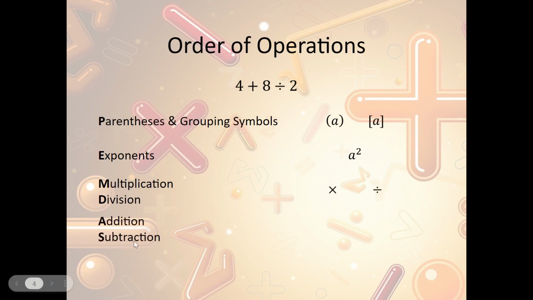After that, we do addition and subtraction. Again, notice they are grouped together. We don't need to do addition and then subtraction. If subtraction comes first, we do that. So we will always do addition and subtraction grouped together, and those symbols look like this.